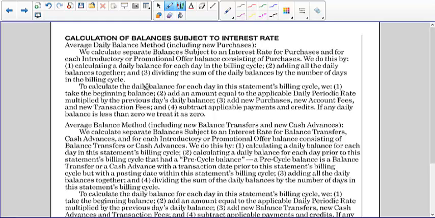So what does it say? To calculate the daily balance for each day, we take the beginning balance, add an amount equal to the applicable daily periodic rate multiplied by the previous day's daily balance. So the daily periodic rate is the daily interest rate, which is what we calculated when I took the yearly interest rate and divided by the number of days. That gives you the daily amount. So this is just describing the process that we went through, in terms of how you get to your next daily balance.